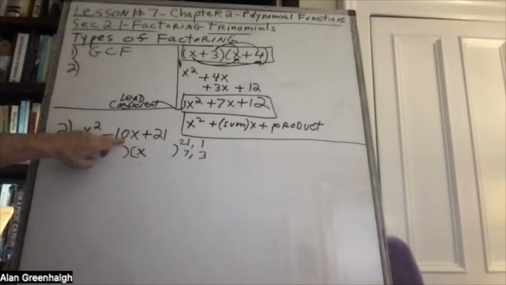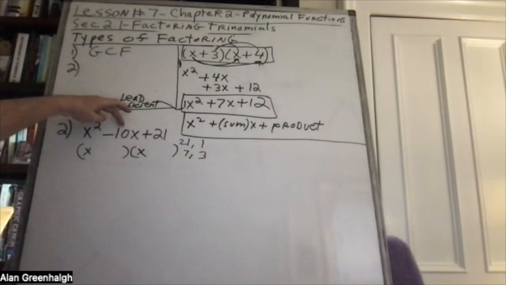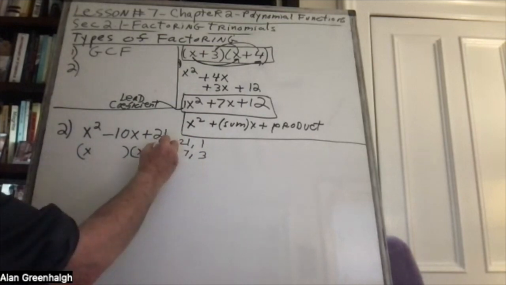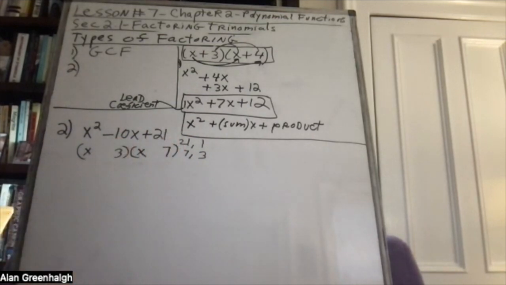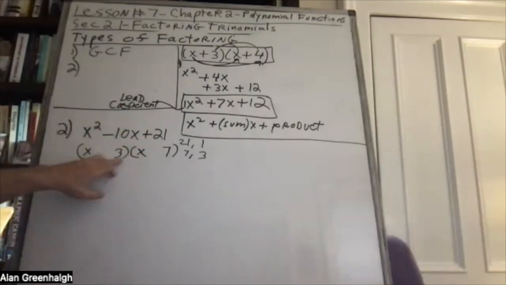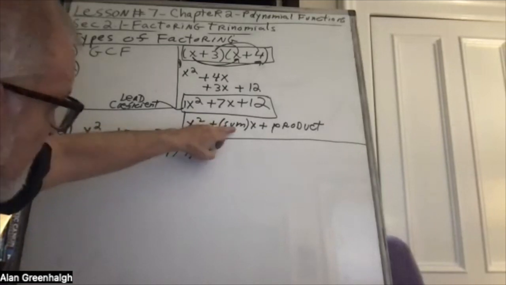So the question is, which of these two possibilities gives us a 10? And you can see that it's going to be the 7 and the 3. Because 7 times 3 is 21, and 7 plus 3 is 10. So that works really well. The only problem is we have a positive here and a negative here. Now remember, this number is gotten by multiplying these two. And this number is gotten by adding these two numbers.